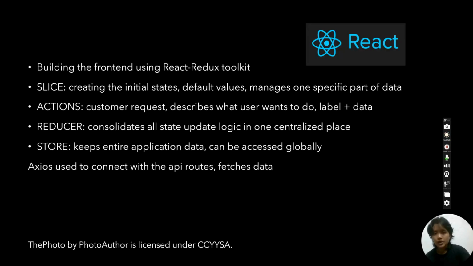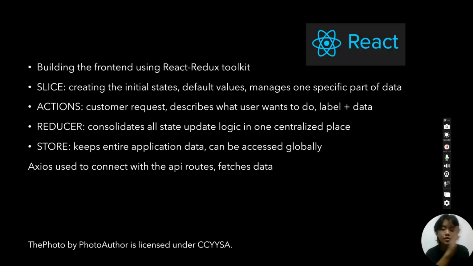Then moving forward to the front end, which uses React. More specifically, we are using the React Redux Toolkit. And this toolkit mainly comprises 3 to 4 elements, similar to the backend. But here we have these new key elements: slice, actions, reducer, and store. What is a slice? It creates the initial state, the default values. It manages one specific part of data. Actions are the customer request. So it's like, I only want pure veg restaurants.